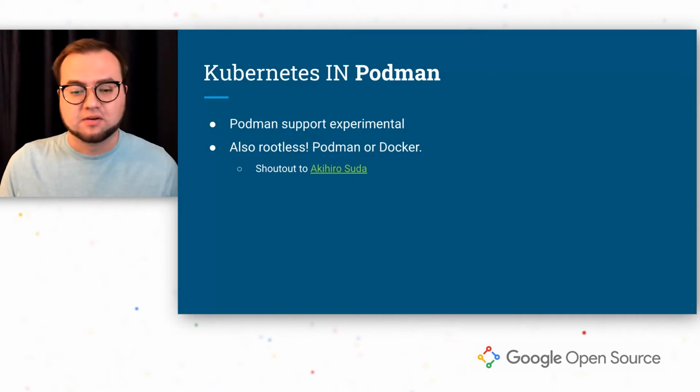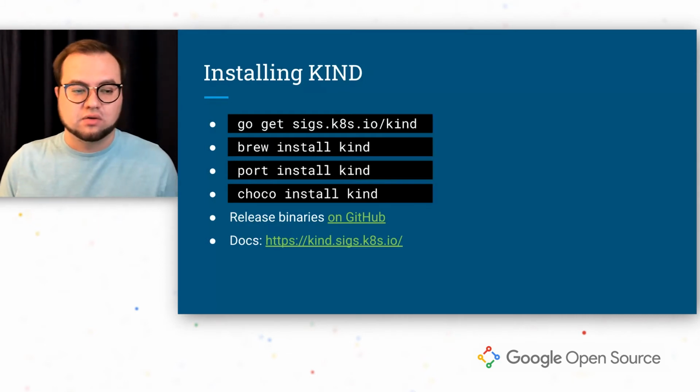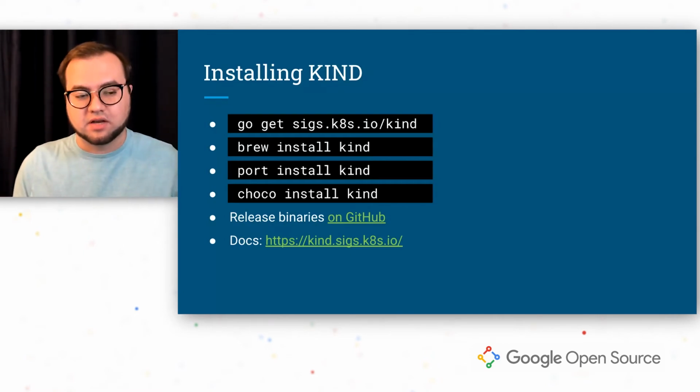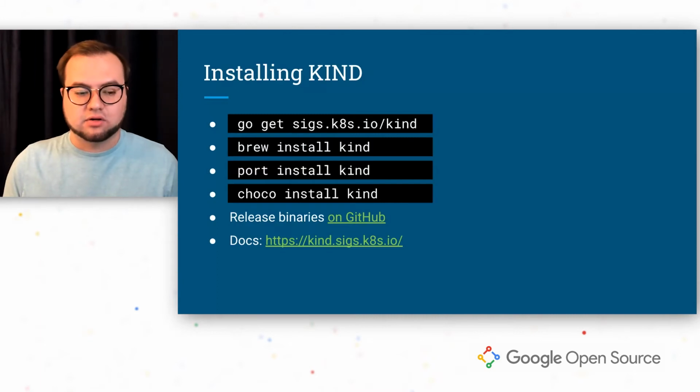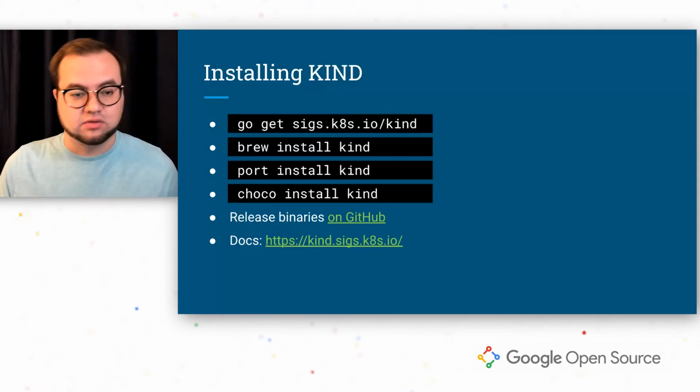So not just Docker. Installing Kind is also pretty simple. You can go get it if you're familiar with that as a Go developer. You can brew install it if you're using Homebrew on Mac or Linux. You can use MacPorts or Choco if you're on Windows. We also have release binaries on GitHub, and our docs have more information about how to install from the release binaries or any of these options. You'll also want to install kubectl, which we will point you to the upstream docs for, the Kubernetes command line for interacting with your cluster.